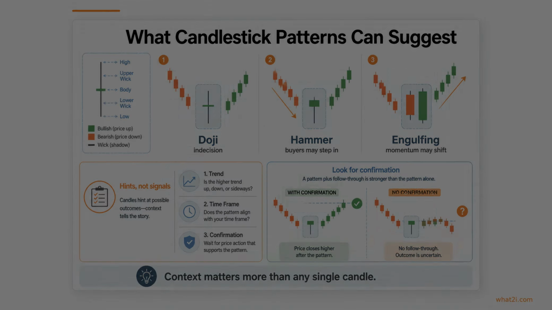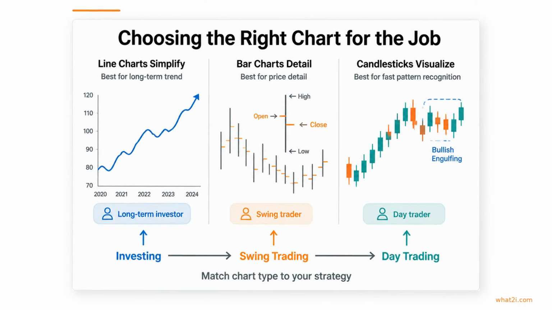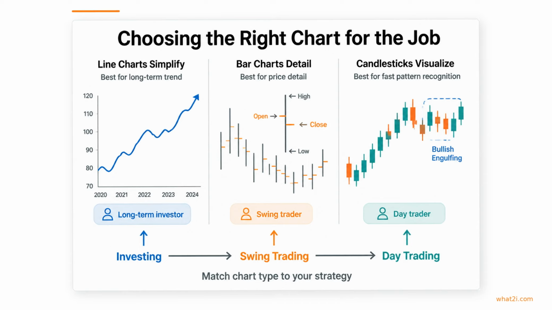the pattern by itself. There is no universally best chart type because each one is better suited to a different job. Line charts simplify the picture and are useful when you care most about overall direction. Bar charts give fuller price detail and can help when you want to see range and open-close information clearly. Candlesticks offer the same detail but with more visual emphasis, which can make patterns easier to scan quickly. A long-term investor may prefer line charts most of the time, while a swing trader or day trader may rely more on bars or candles. The smart choice is the one that fits your strategy and the kind of decision you are trying to make.